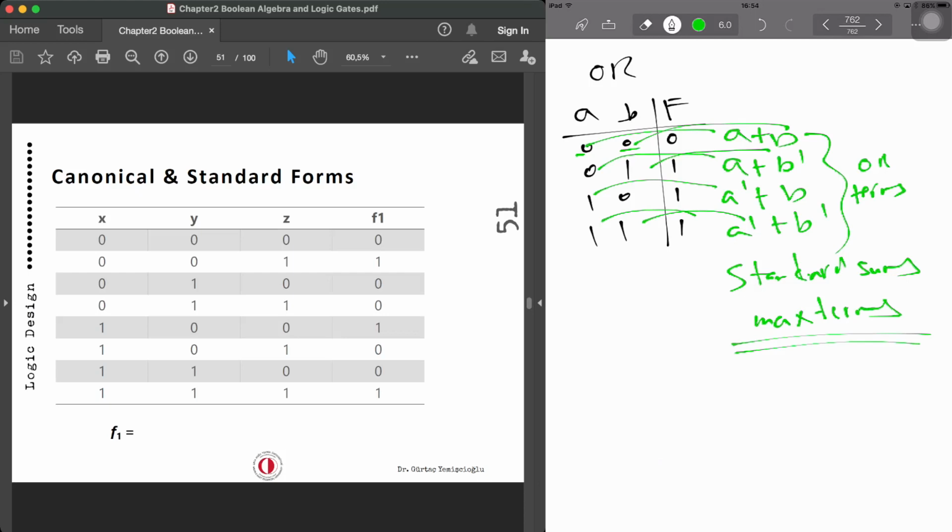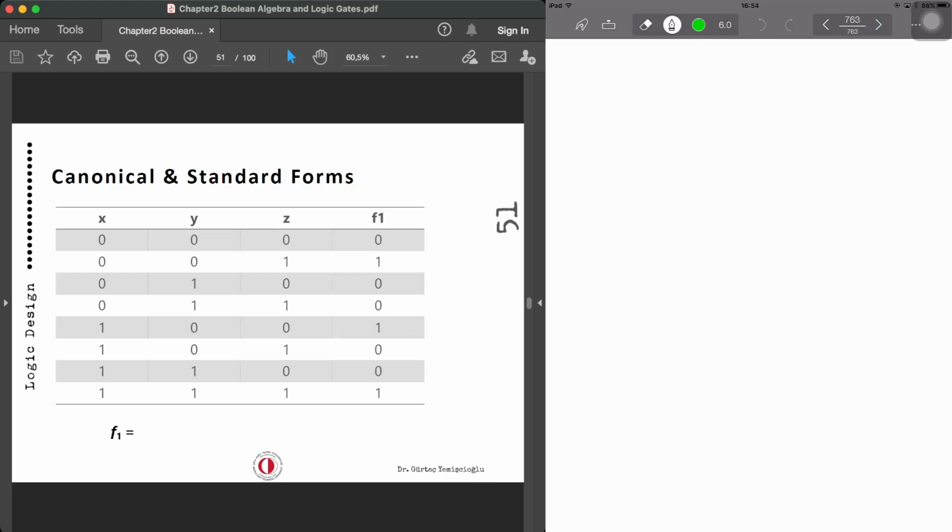So if you consider this typical truth table of a function where we have got x, y, z. Now, in order to find the min terms, we look at where the function f1 outputs 1, in 3 places. Those are our min terms. So if we look at this one, x is 0, y is 0, and z is 1. So x prime, y prime, z is the first min term.